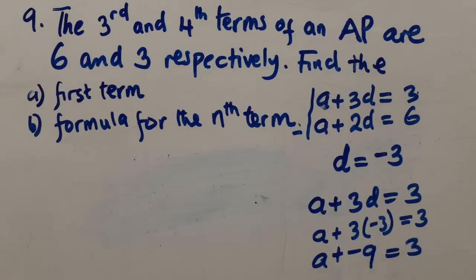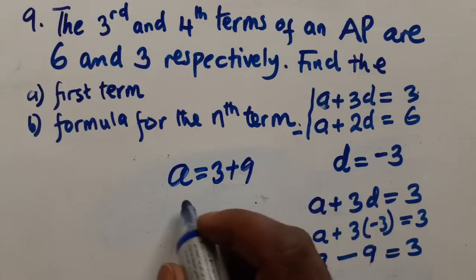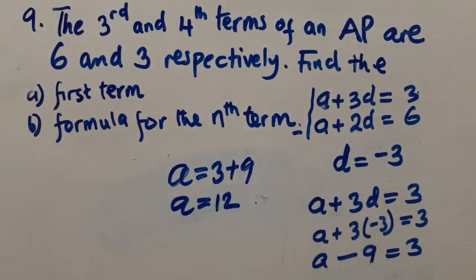Okay. So as you may know, this will just be the same as minus 9 here. So this will be equal to 3 plus 9. A is equal to 12. From this point we can say A is equal to 3 plus 9. Then A will be equal to 12.